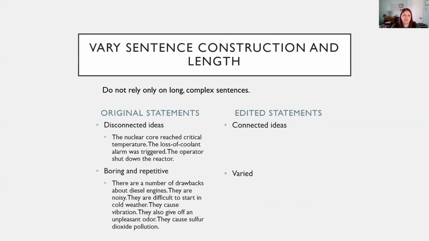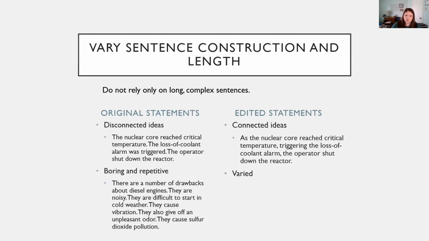So the second thing, vary sentence construction and length. And really what you want to do is to not rely on long and complex sentences. So you have your original statement, which is a disconnected idea: the nuclear core reached critical temperature, the loss of coolant alarm was triggered, the operator shut down the reactor. So these are potentially disconnected ideas, and whenever you connect them together, you would have something like, as the nuclear core reached critical temperature, triggering the loss of coolant alarm, the operator shut down. So then you combine those ideas, and it makes them all connected, and you identify why all of these things are related to one another.